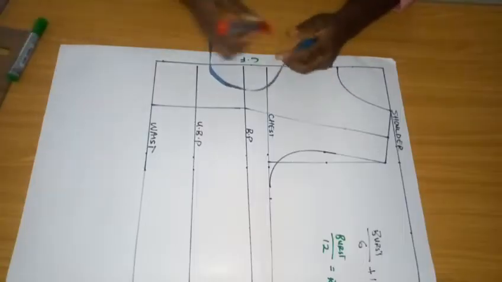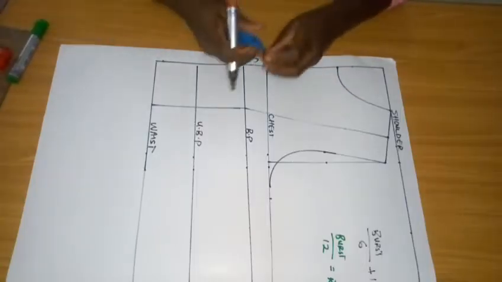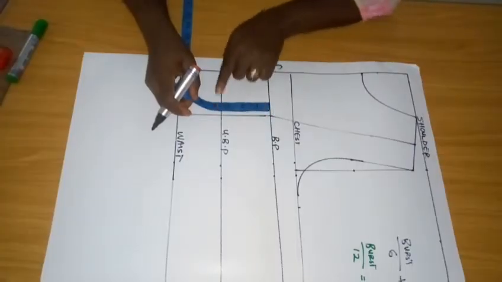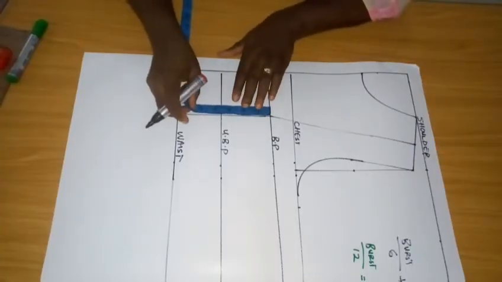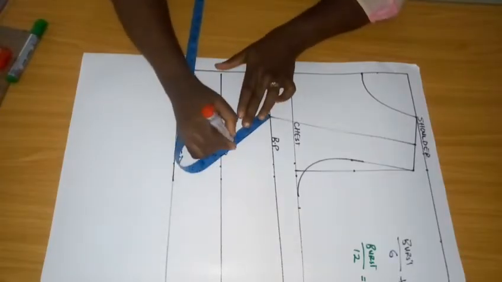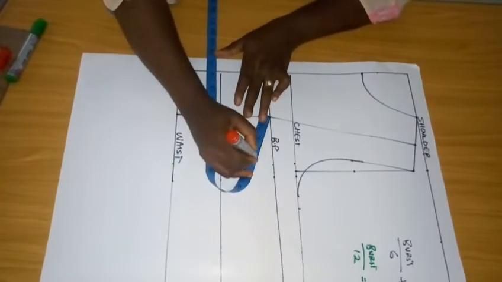The first thing you want to do is determine our bust radius. The bust radius is the difference between your bust point and your underbust. Here I have a difference of 3.5. All I'm going to do is rotate the 3.5. I'll just rotate it.